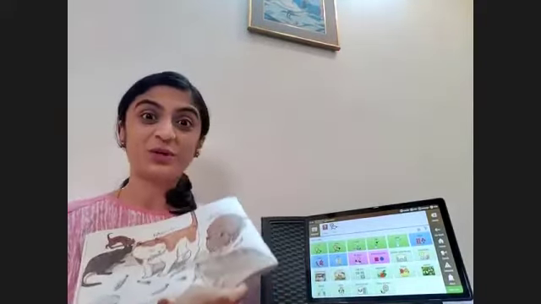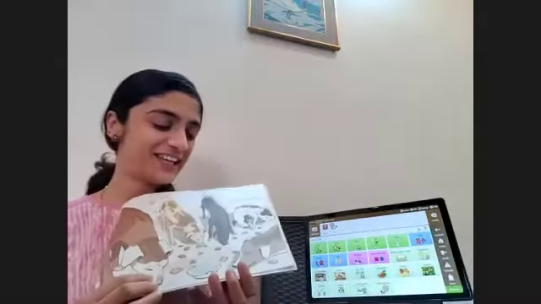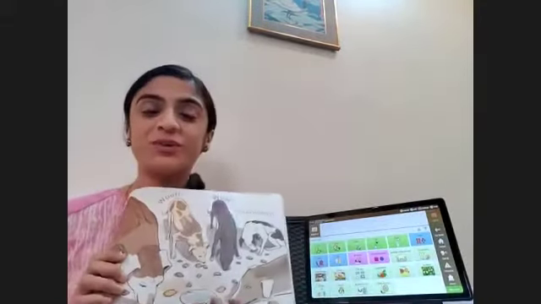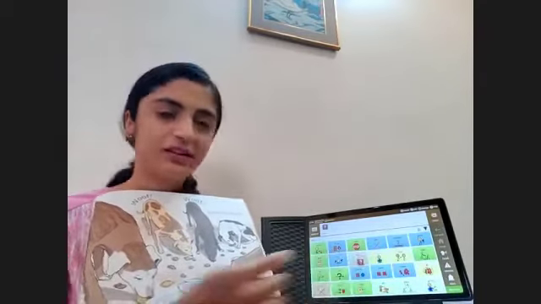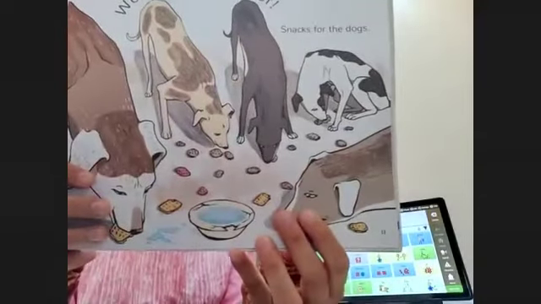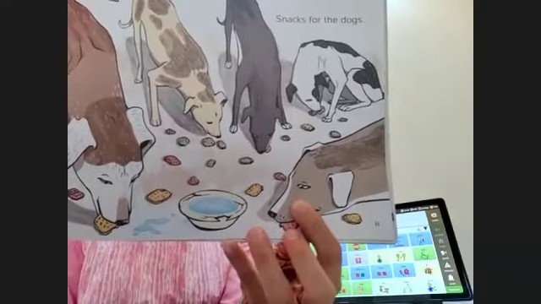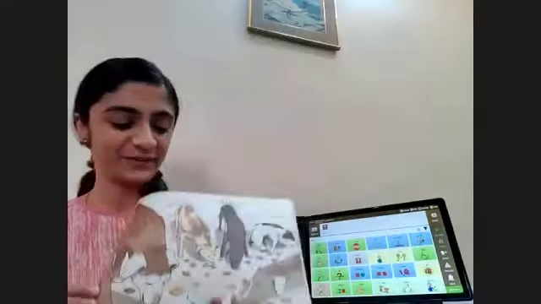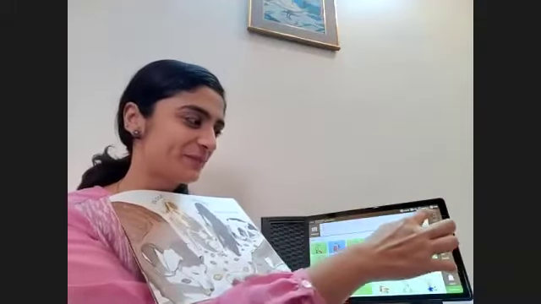What about the rest of the food? I wonder who's going to be eating the rest of the food. Let's have a look. Okay. So this time we have dogs. Can you find out what the dogs are eating? I think it's the broken biscuits.